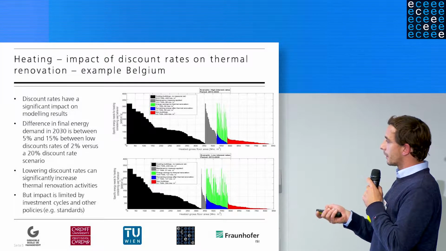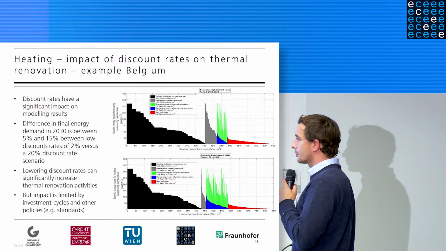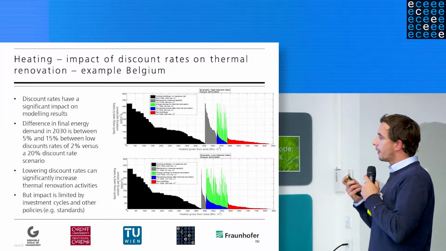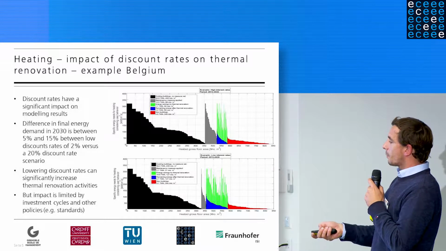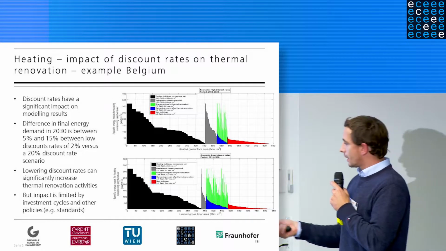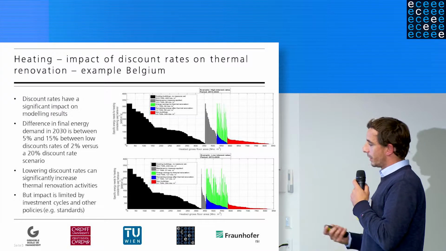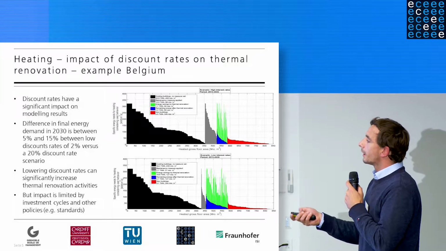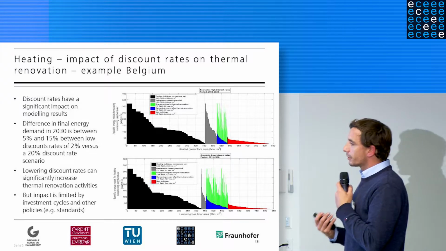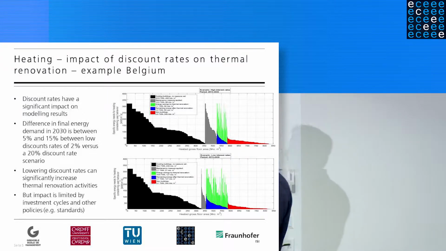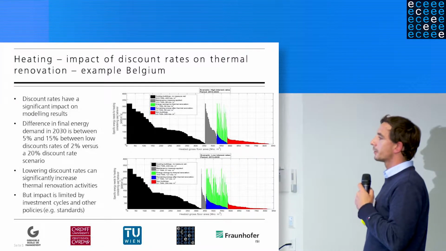They are only going to be like regular maintenance issues are taken, but no thermal refurbishment, which would be the blue part. If we run it with 2% interest rates, almost all of those buildings would actually be retrofitted, and also more measures in general would be taken. So what you can see is that there is a really strong impact on the model from those discount rates.